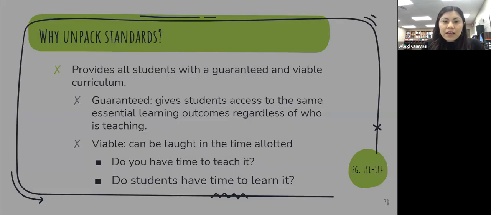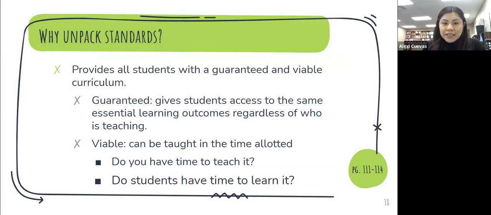So the very first thing, why unpack standards? When you unpack standards, it ensures that you provide all students with the guaranteed and viable curriculum. Guaranteed means that you are giving students access to the same essential learning outcomes regardless of who is teaching. So no matter what kindergarten classroom that student is placed in, they will be receiving the same essential learning as the teacher next door. And viable, can it be taught in the time allotted? Do you have time to teach it? And do students have time to learn it?